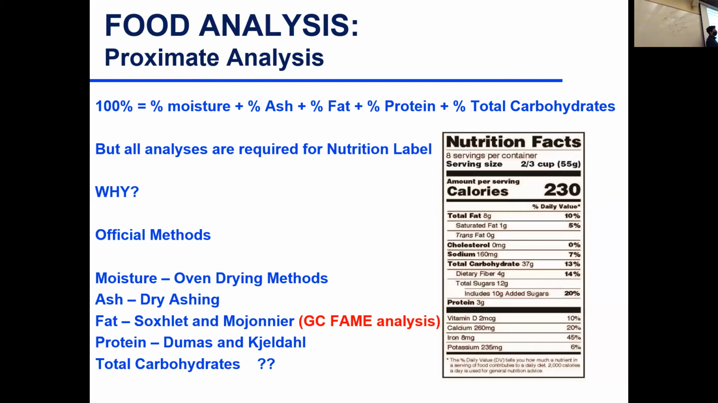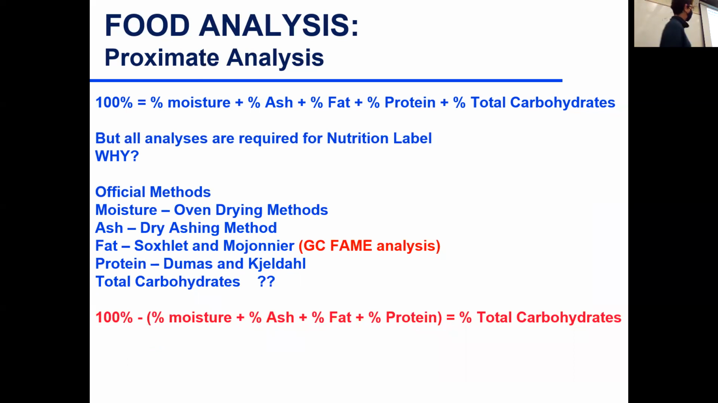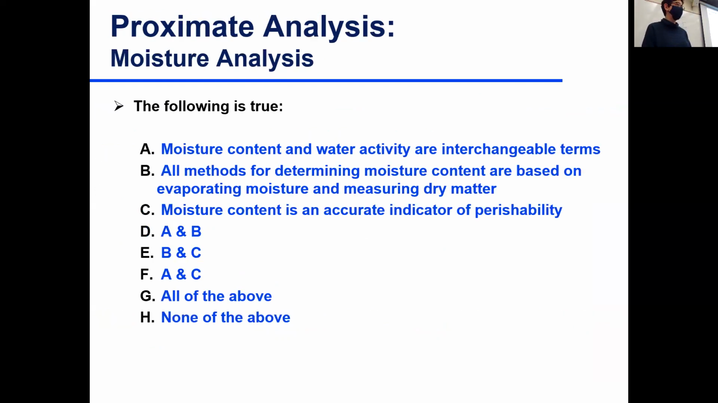For carbohydrate, we have about three lectures on total carbohydrate because of the complexity and the different components within it. That's why we don't have one assay that measures it. That's why we use 100 minus everything else. That's the equation we use to get an approximation of the total carbohydrate. Okay. Armed with this knowledge, we can move into moisture analysis.